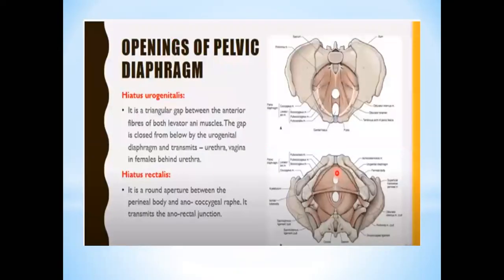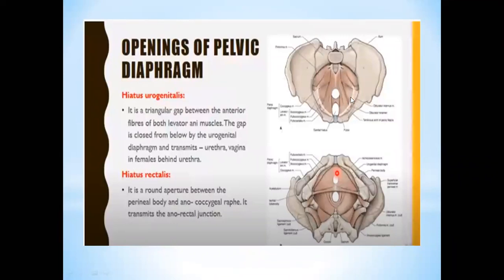Now, what are the openings of the pelvic diaphragm? We have two openings. The first is the hiatus urogenitalis. Uro means related to the urinary pathways, and genital means any organ related to the genitalia. It's a triangular gap between the anterior fibers of both the levator ani muscles. The gap is closed from below by the urogenital diaphragm, and it transmits the urethra, and the vagina in females behind the urethra.